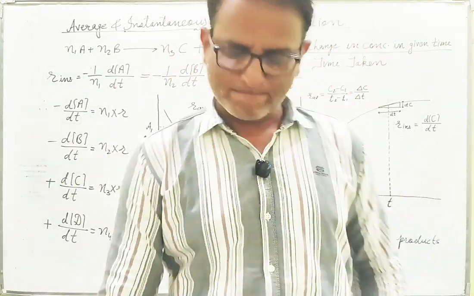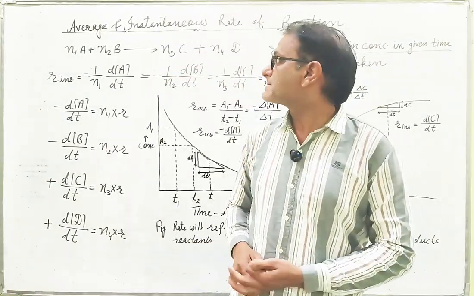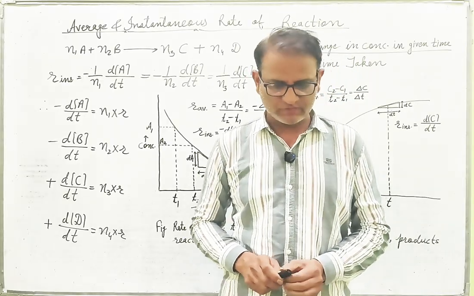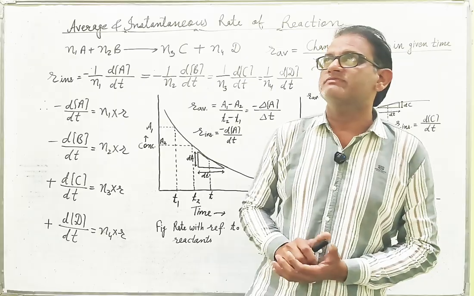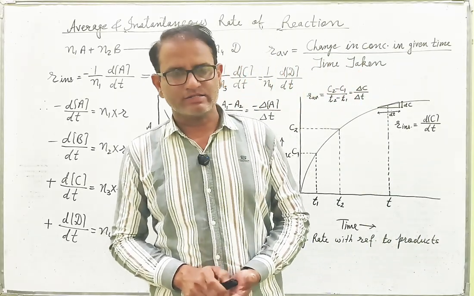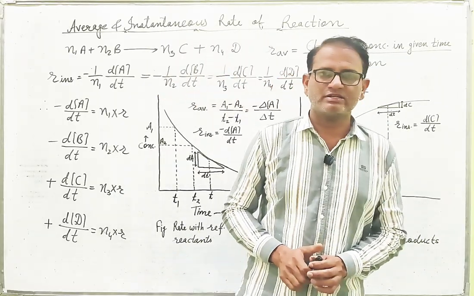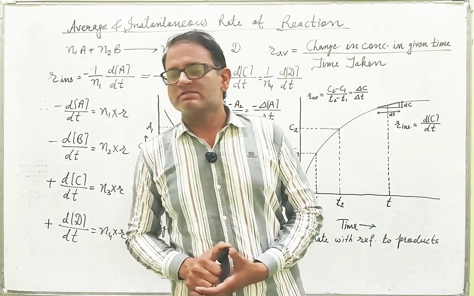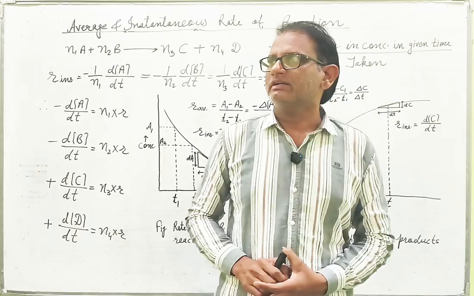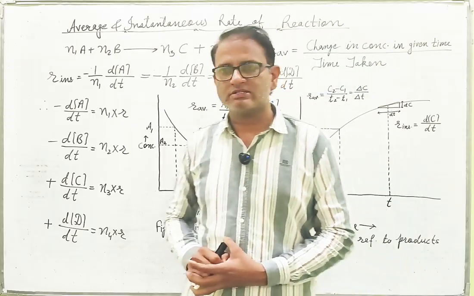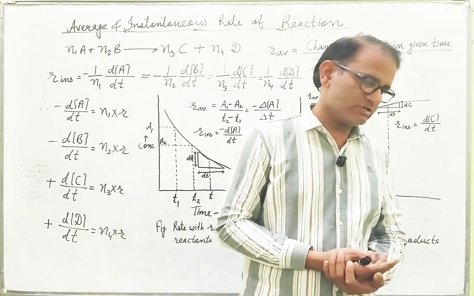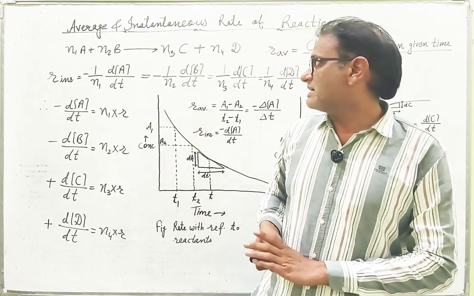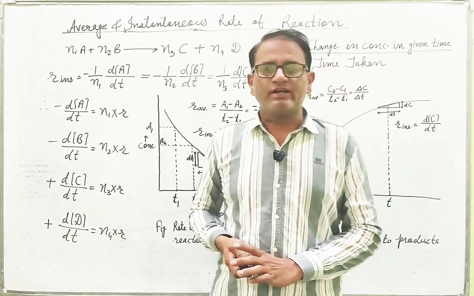Hi, hello. Today we shall take average and instantaneous rate of reaction. In the previous video, we started chemical kinetics, and some general discussion was there related to chemical kinetics. We discussed rate of reaction and how rate of reaction is determined. That is what we have discussed. So today we will take average and instantaneous rate of a reaction.